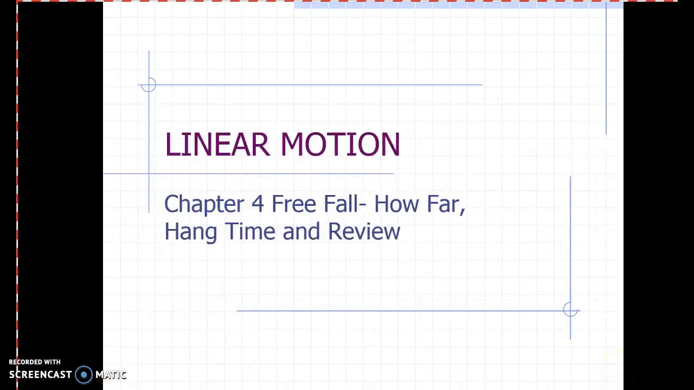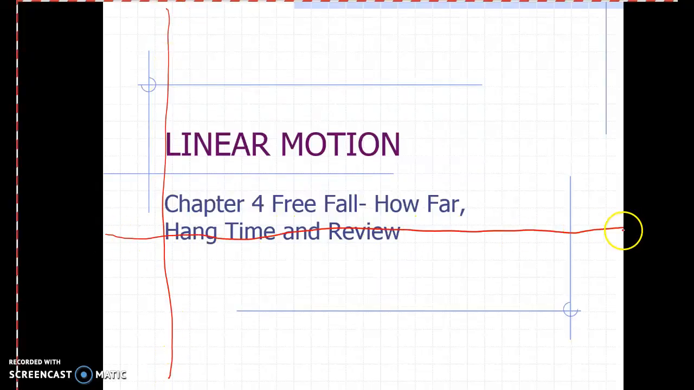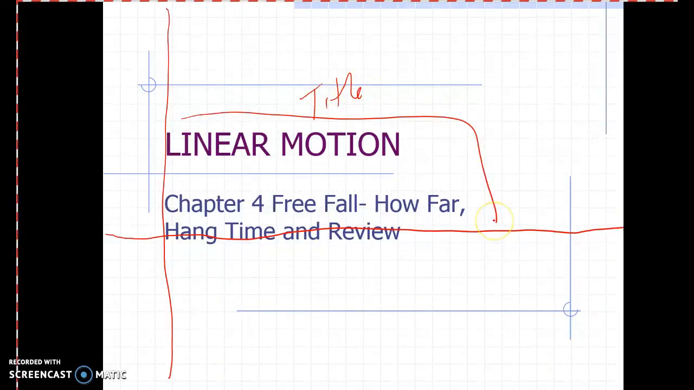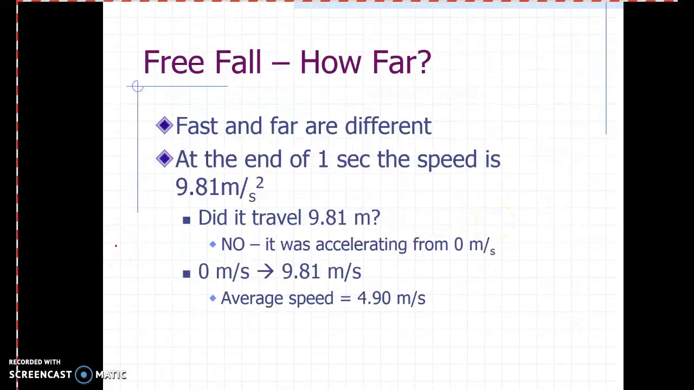All right, these are the final set of notes for Chapter 4, Linear Motion. Set this up in Cornell note style. Okay, here's your title. All of this, put that on the top of Cornell, and then don't forget your headings. Your first heading will be free fall.